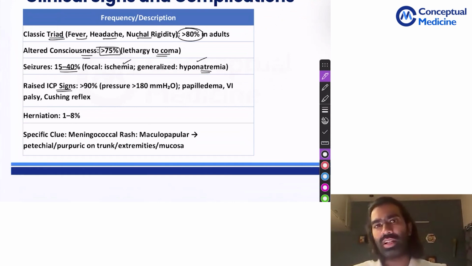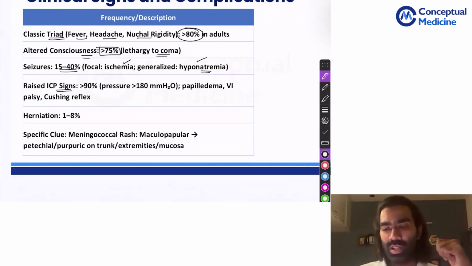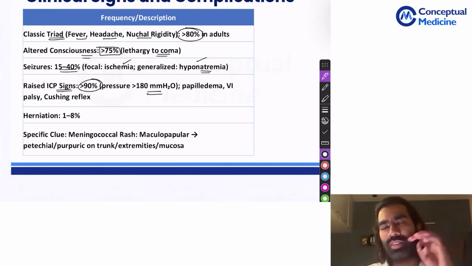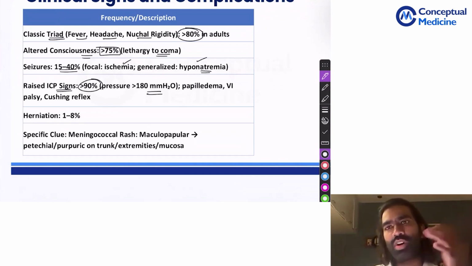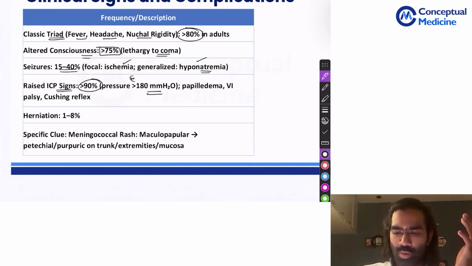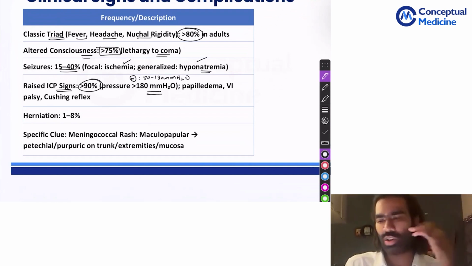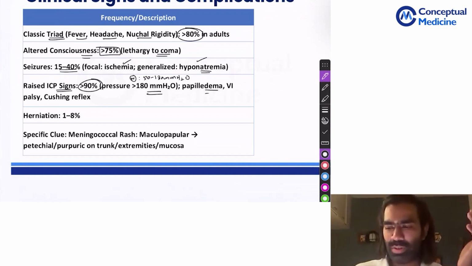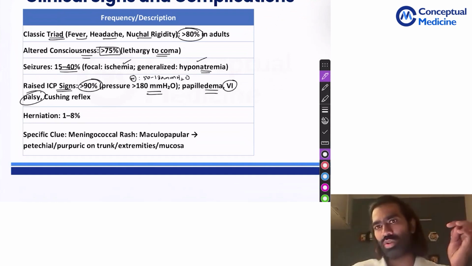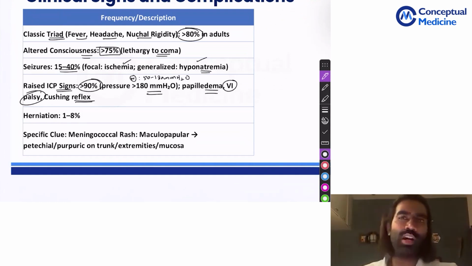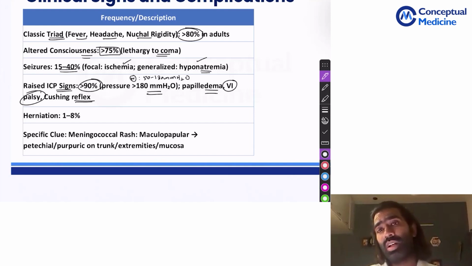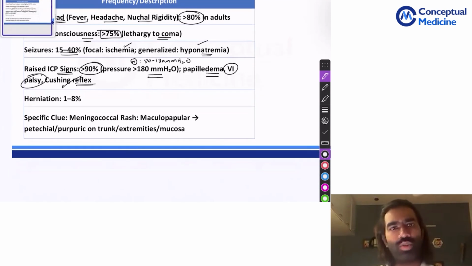And patients can have raised ICP signs also, and that can be seen in more than 90% of cases. So what do you mean by raised ICP in the setting of meningitis? If the pressure in the CSF is more than 180 millimeters of water or more than 20 centimeters of water. The normal CSF pressure is somewhere around 50 to 180 millimeters of water. That's why if it's more than 180, you can call it raised ICP. And signs of raised ICP will be papilledema, 6th nerve palsy, which is a false localizing sign, and Cushing reflex, which is nothing but a triad of elevated blood pressure, bradycardia, and altered respiration, also an irregular breathing pattern. So this is what we refer to as Cushing's reflex due to raised ICP.